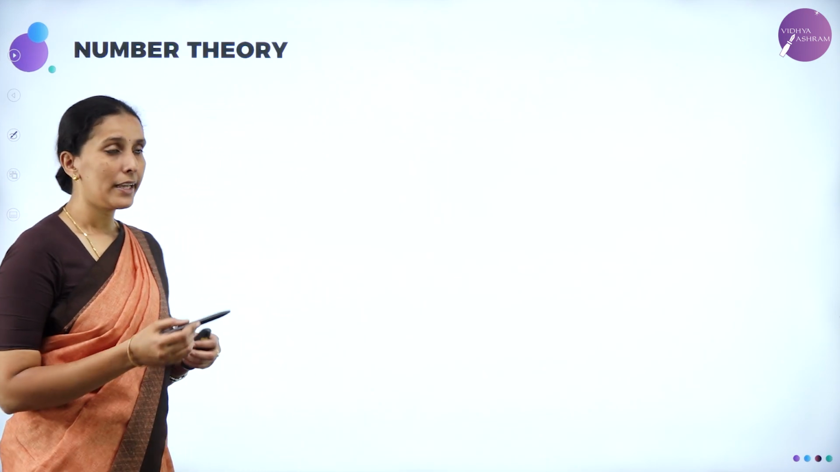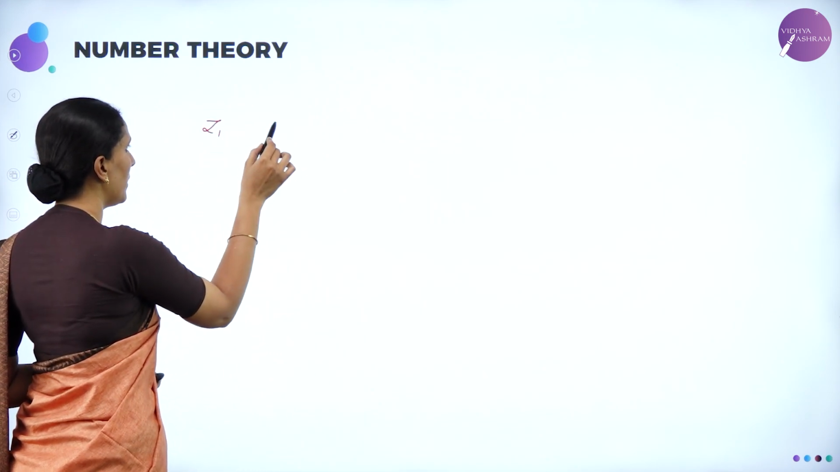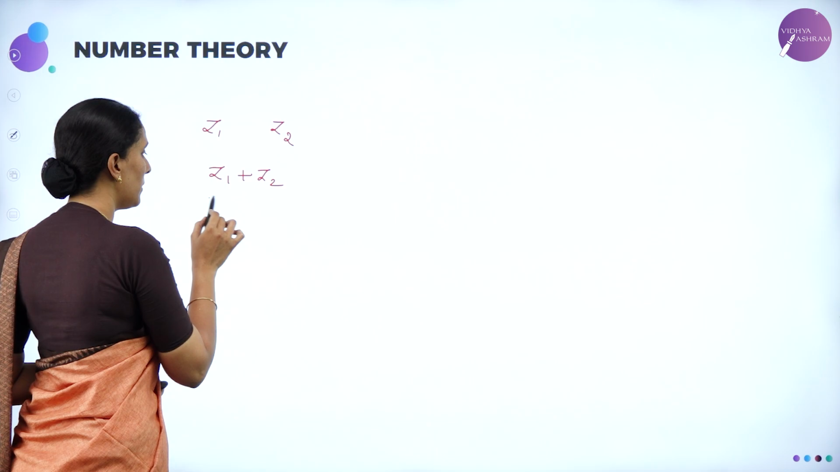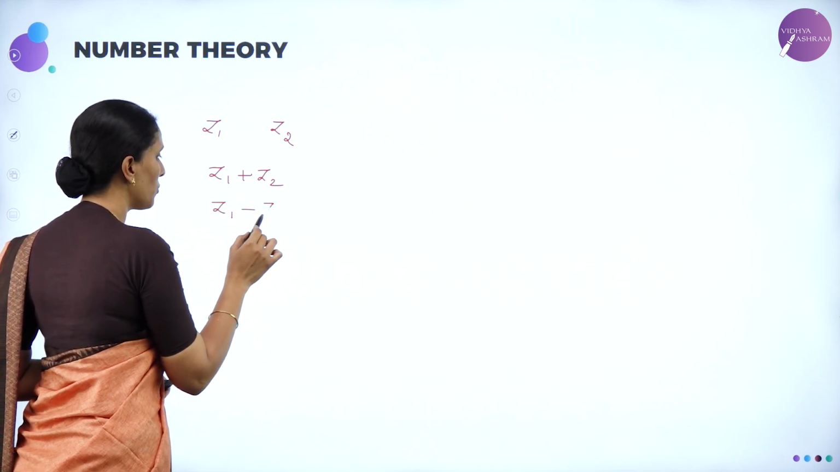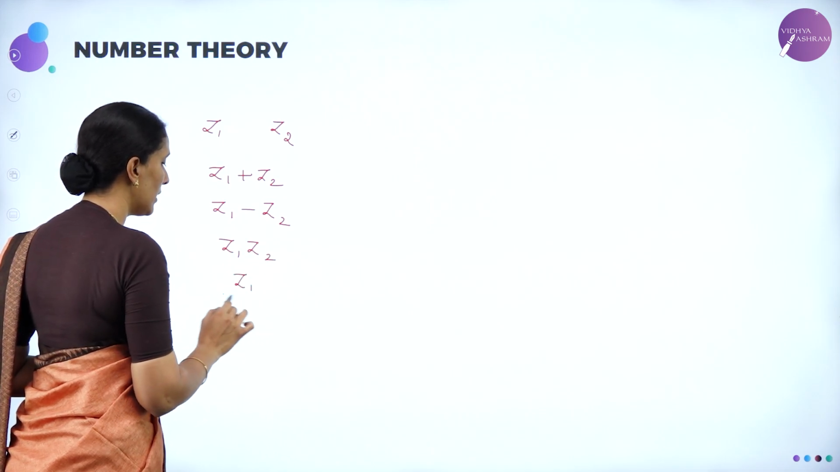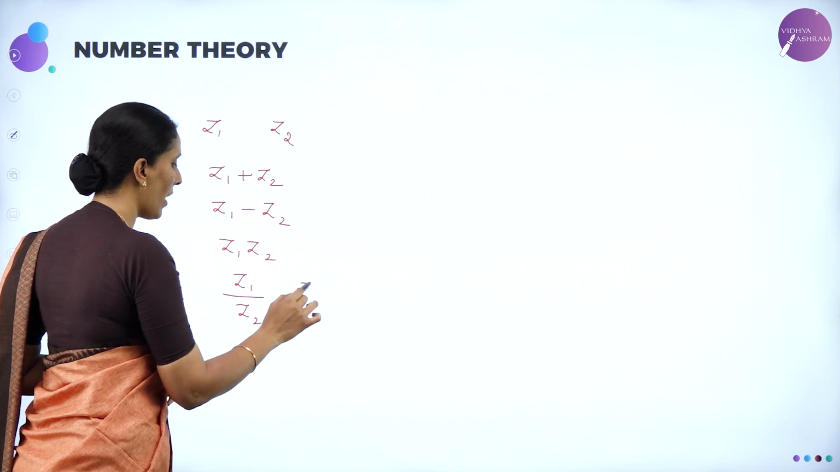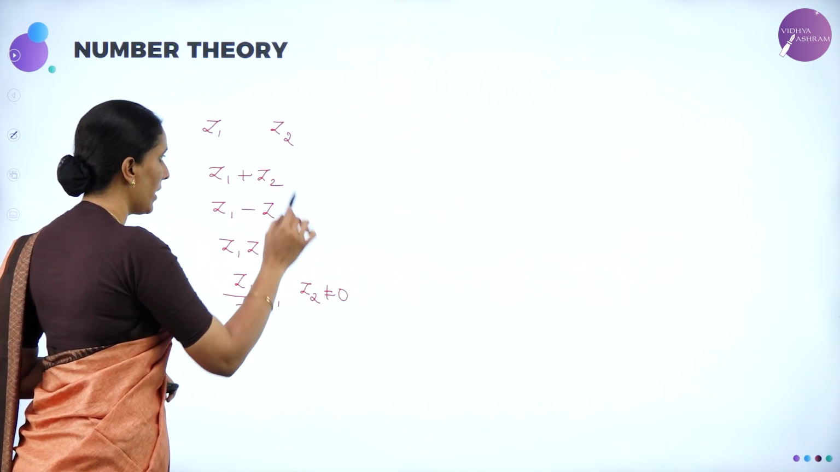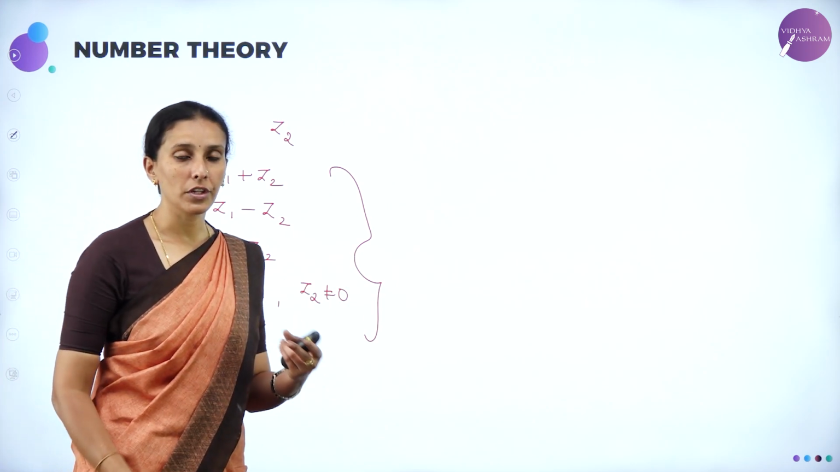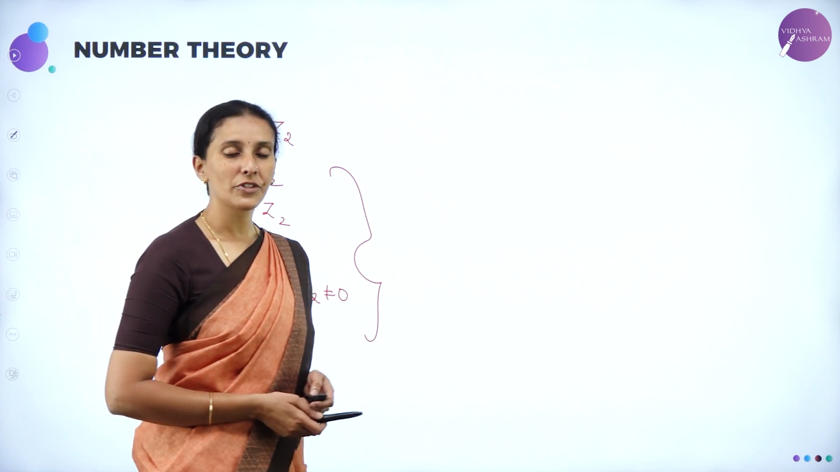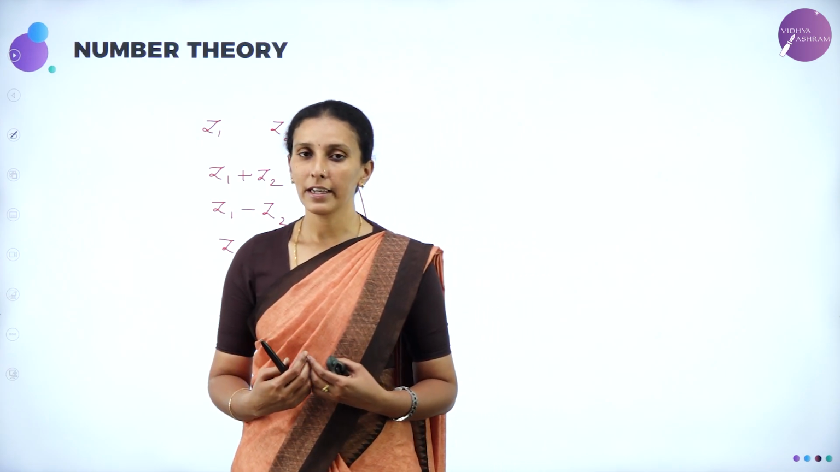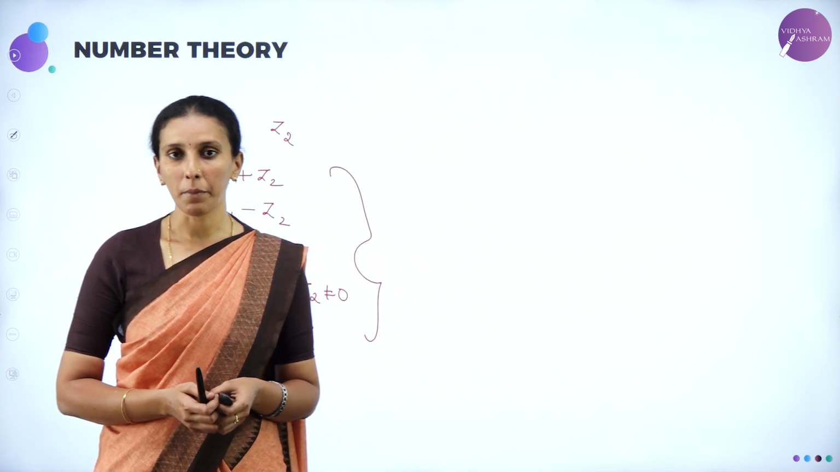So to conclude this, if we have any two complex numbers z1 and z2, we can define the sum of two complex numbers, the difference of two complex numbers, as well as the product of complex numbers, as well as the quotient of complex numbers provided z2 is not equal to 0. Again, all these forms are once again complex numbers in the form of a plus ib. So in this chapter, we have studied different types of number systems, HCF, LCM of numbers, and we have studied about complex numbers.